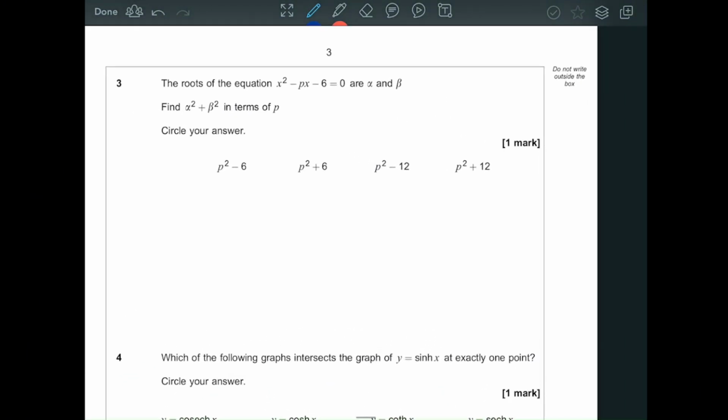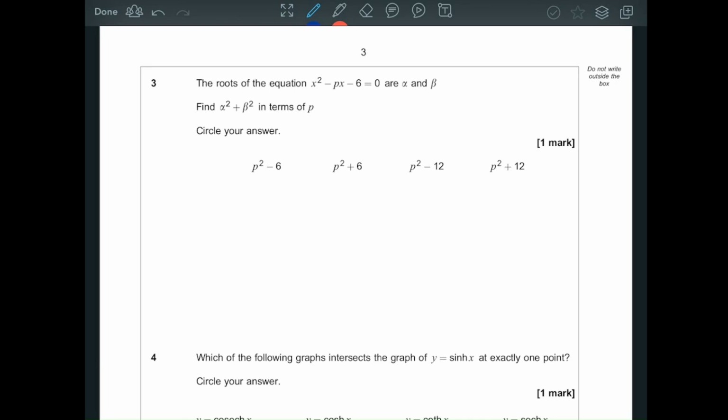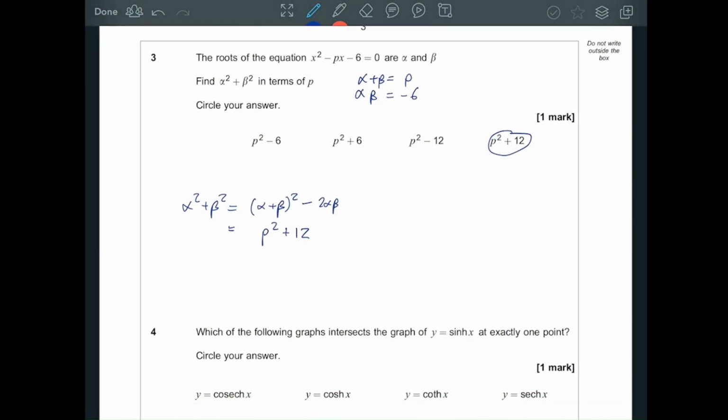Question 3, we have roots of the polynomial are alpha and beta. So the sum of the roots is negative b over a, and the product of the roots is c over a. We want alpha squared plus beta squared. And this is one of those identities which you should just have memorized. So this is p squared minus 2 lots of, so that becomes plus 12. You'll see they all got the p squared. It's just about picking out both the right sign and remembering it's 2 alpha beta you're subtracting off.